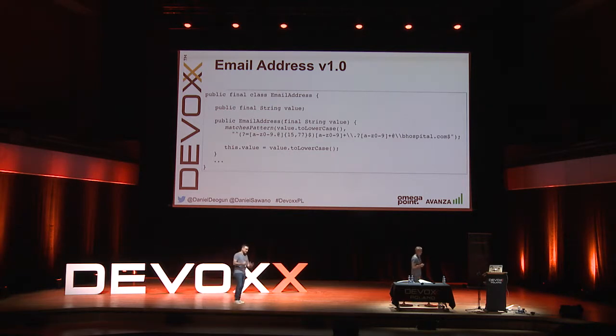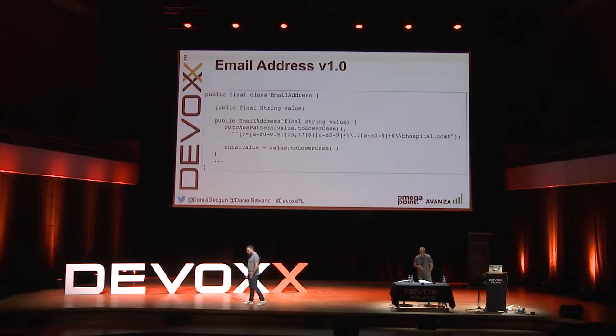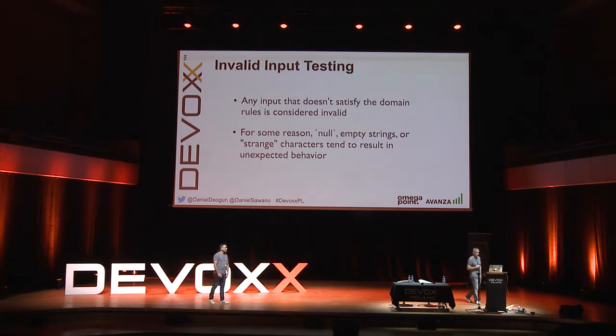So at this point, a lot of us just stop. This is where we say we're satisfied, the email address is good. It's a fairly good domain primitive, but I think we can do better than this. Yes. So what if we start adding more tests?